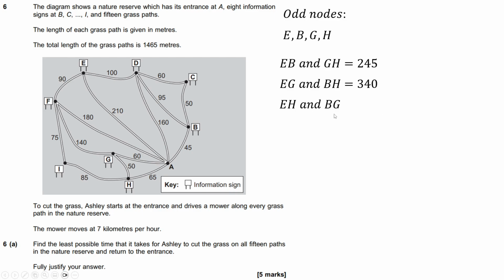And then E to H plus B to G. E to H, where is that? So that's from here to here.